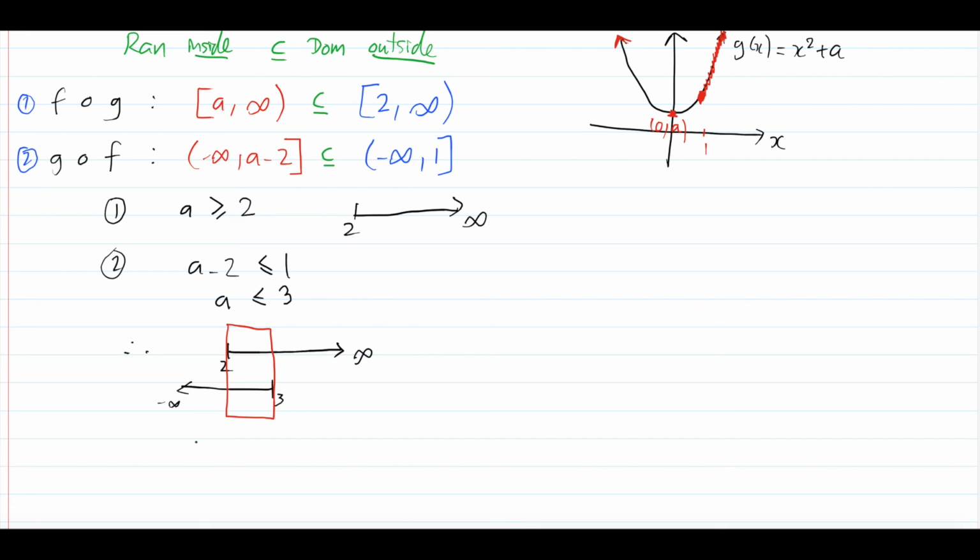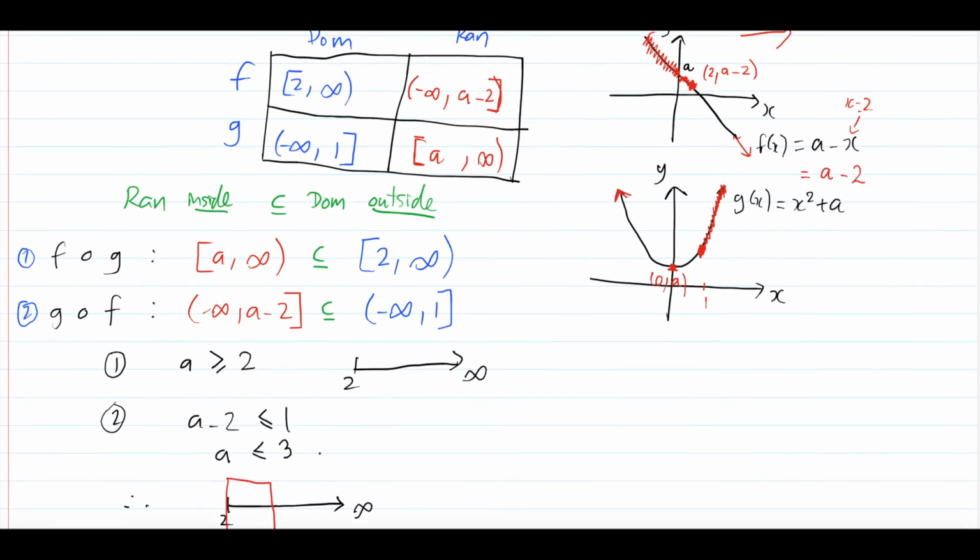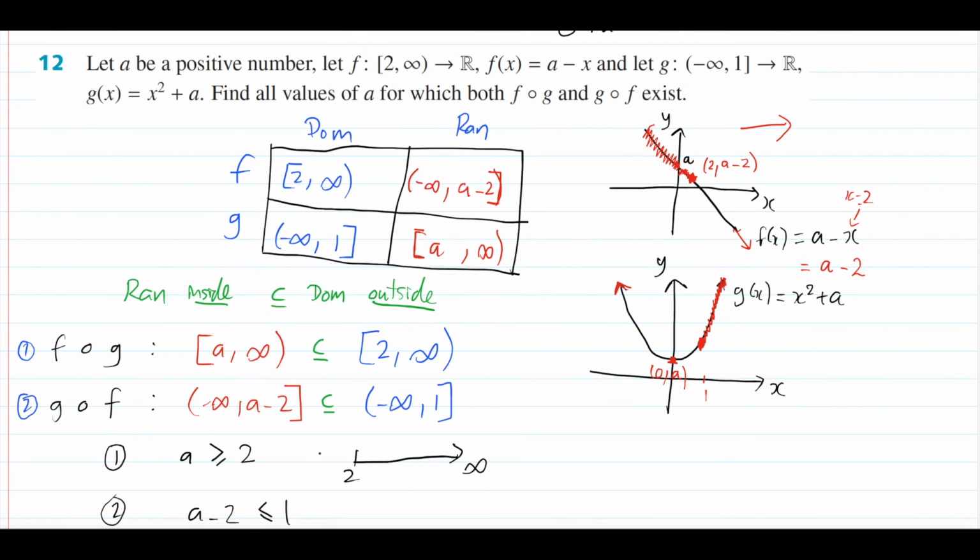So that means for any values between 2 and 3 for A, then your composite function here would work. So that means the composite functions FOG and GOF would exist if your values for A are between 2 and 3, inclusive, okay? Guys, that is how you answer question 12. This is basically the ultimate question for composite function, testing you on your composite tables, testing you on your golden rules, and how to apply it, and also, at the side, sketching some graphs as well.